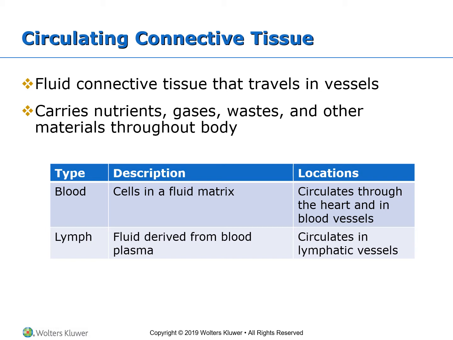So inside the circulating connective tissue, mainly we are talking about the blood, but associated to it, we have the lymph. The blood is made out of a certain amount of cells distributed in a fluid matrix, and the blood circulates between the heart and the blood vessels, while the lymph will have only very few particles that can be defined as cells, and most of it will be fluid derived from blood plasma and will circulate inside lymphatic vessels.